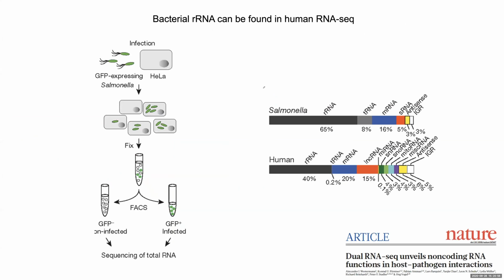So we came across a study where they transfected some human cells, HeLa cells, with a GFP Salmonella that expresses GFP, and then they sorted them and collected those cells that were infected with Salmonella, and then they extracted RNA from those and did sequencing. And what they found is that they could isolate ribosomal RNA from Salmonella in those RNA sequencing data. So then we thought, can we look at the ribosomal RNA in the sequencing data that we have to see what kind of bacteria we have?